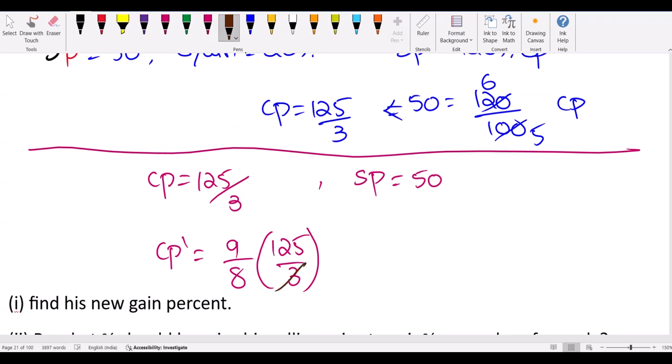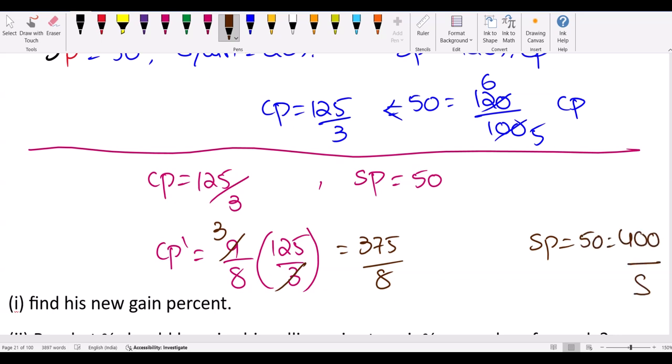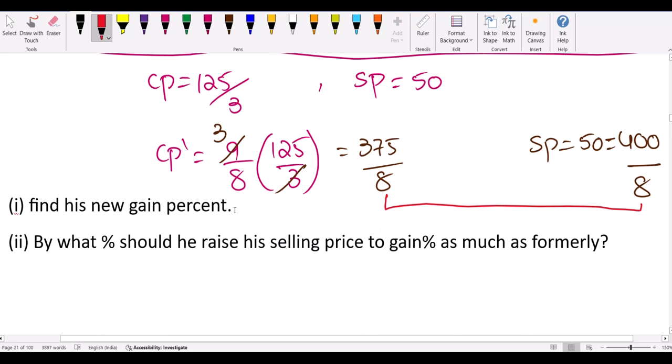Now the cost price is 375 divided by 8. Selling price is how much? 50. For easy understanding of whether it is profit or loss, I'll write 50 as 400 by 8. Is there any problem? What is 400 divided by 8? 50. Now you can decide whether it is profit or loss. That's my idea. So by writing 50 as 400 by 8, now the cost price is 375 and the selling price is 400. Is it profit or loss? Profit. Now what is that percentage? New gain percentage is the question.